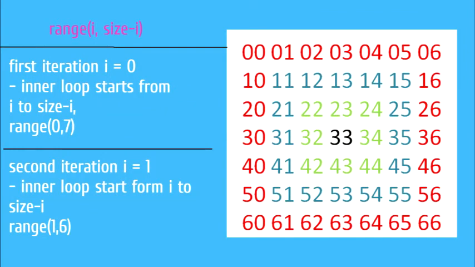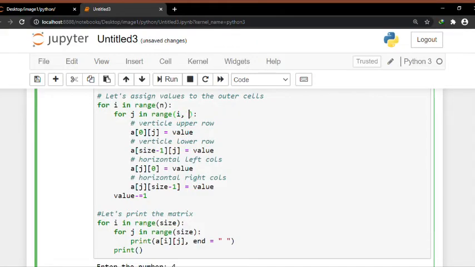Our loop will iterate form I to size -I. As for outer square, I will be 0. So, range function will iterate the loop from 0 to 7, where 0 is inclusive and 7 is exclusive. In next iteration, I will be 1. Range function will iterate the loop from 1 to 6, where 1 is inclusive and 6 is exclusive. And so on. In our inner loop, size will be replaced with I comma size -I.